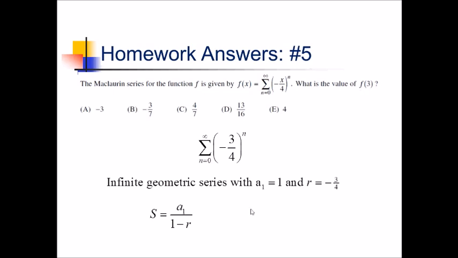and that will be f of 3. So we've got 1 over 1 plus 3/4, which is 1 over 7/4, which is, if we just multiply by the reciprocal, 4 over 7. Choice C.